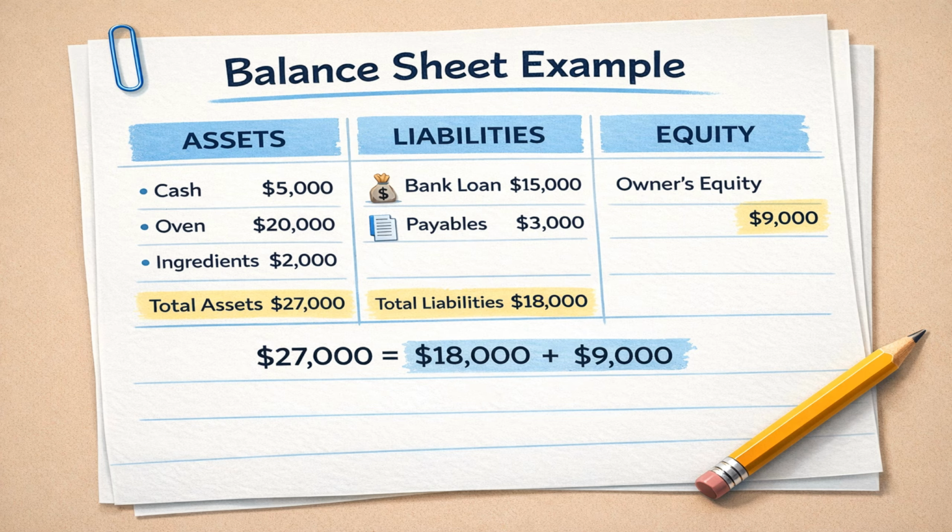The key idea is the accounting equation: assets equals liabilities plus equity. Shown at the bottom is $27,000 equals $18,000 plus $9,000. This means everything the business owns is financed either by borrowing money or by the owner's investment.